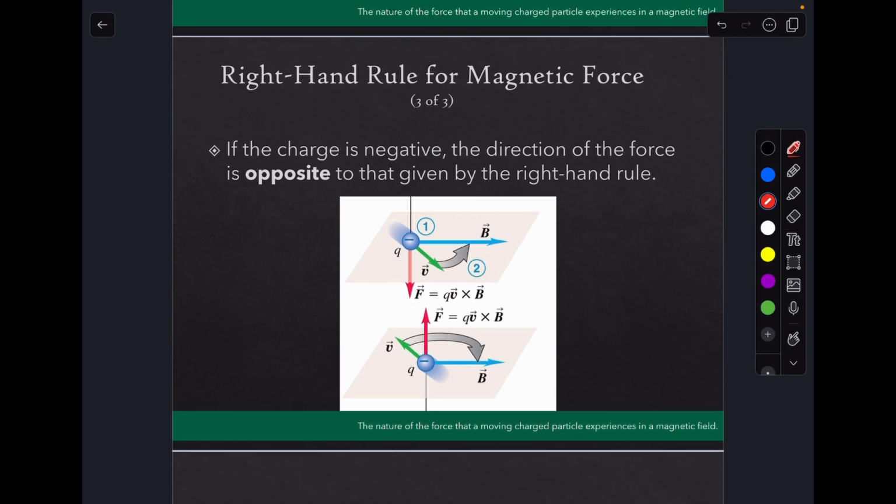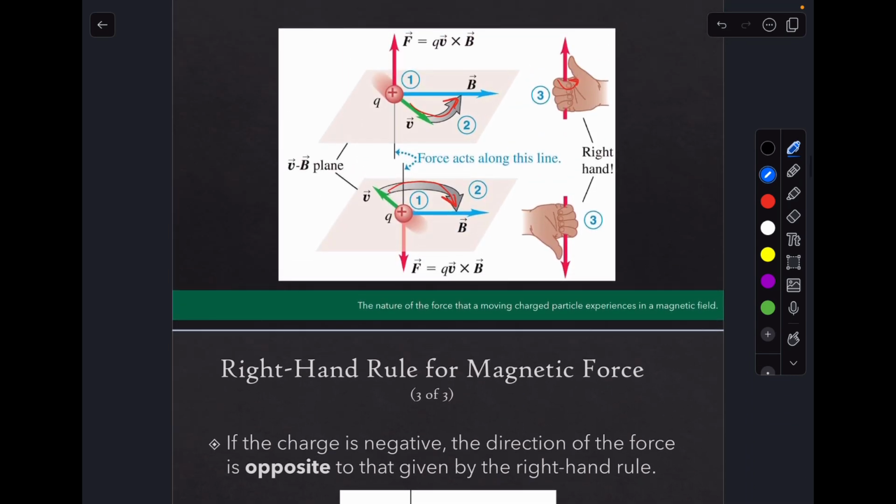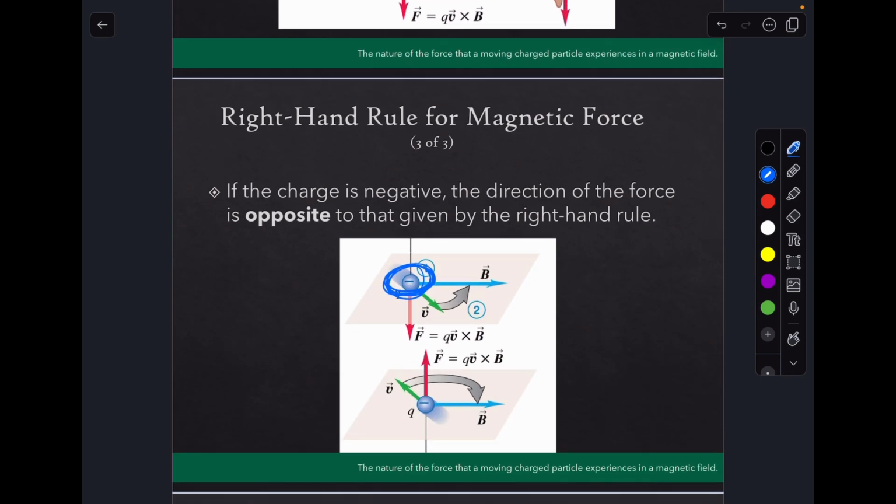So, everything we just talked about for the right hand rule was for a positive charge. What if that charge is negative? What happens? Well, the force flips. The force direction has a negative sign in there now, that was inside the Q. So that makes your force point in the opposite direction of the positive charge.